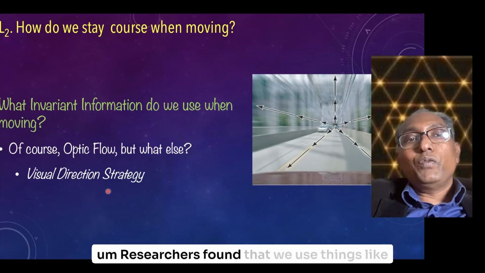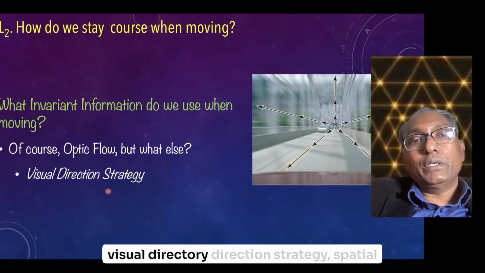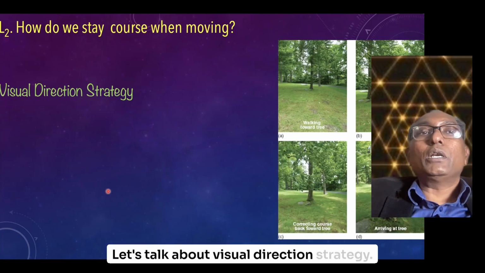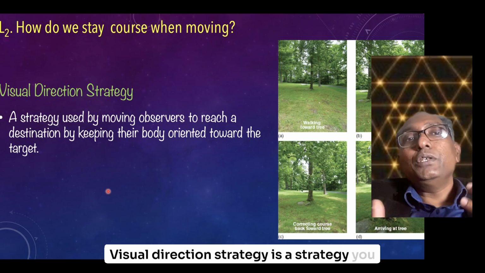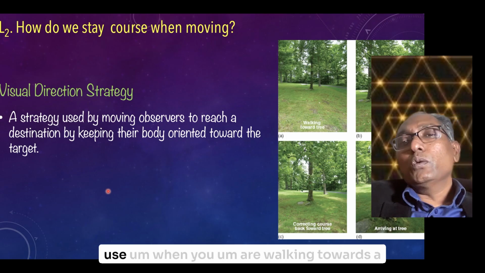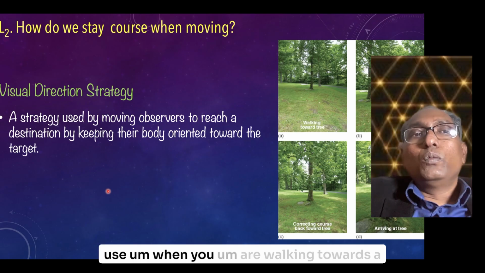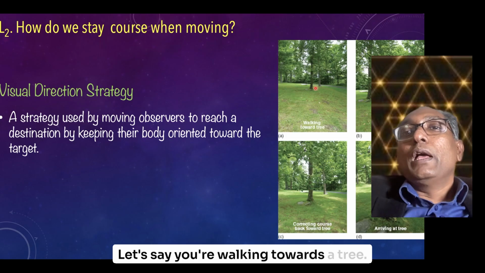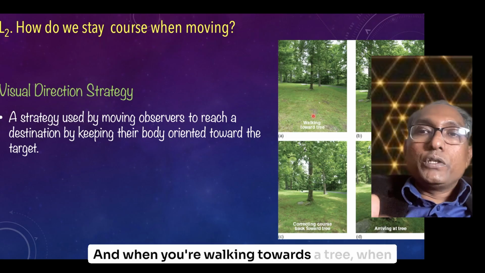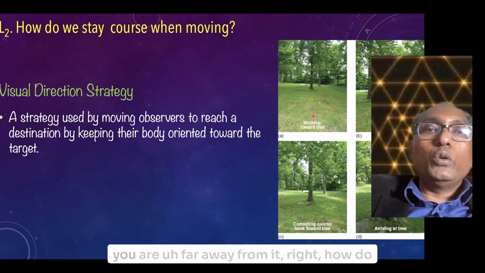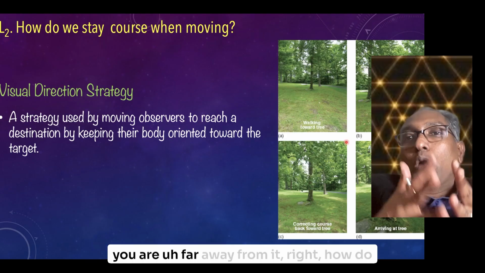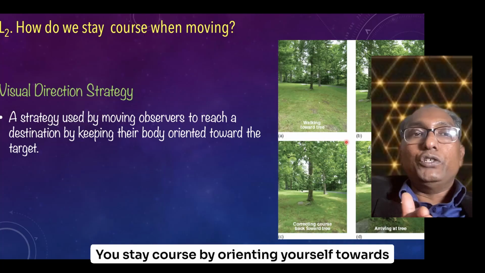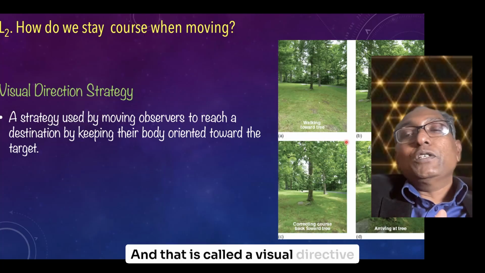Research has found that we use things like visual direction strategy and spatial updating strategy, right? Let's talk about visual direction strategy. Visual direction strategy is a strategy you use when you are walking towards a target. Let's say you're walking towards a tree, and you are far away from it. How do you stay on course? You stay on course by orienting yourself towards the tree, and that is called visual direction strategy.